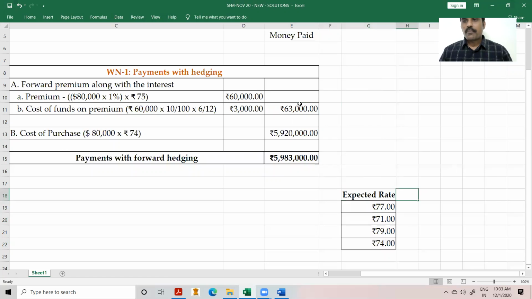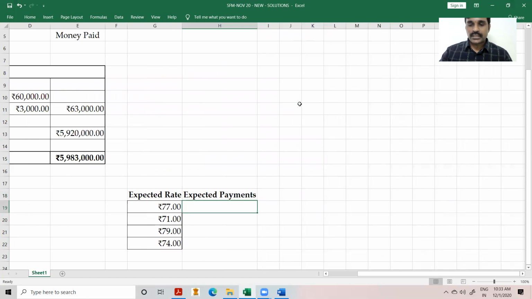Expected rates and payments, probabilities of payments. Expected rate, expected payments. $80,000 into this point. Okay, so how did we get the expected payments? $80,000 into the expected rate.